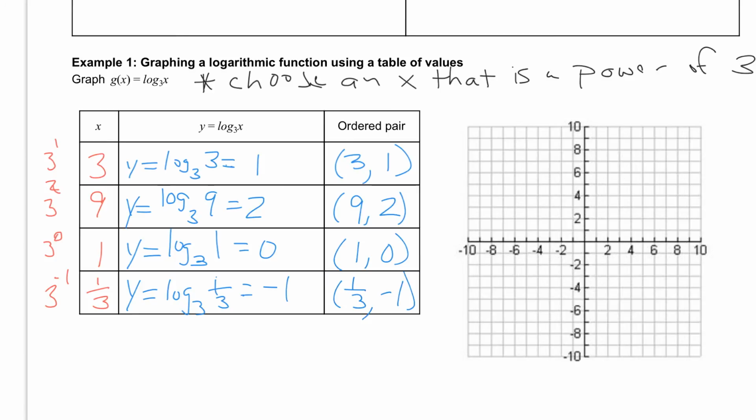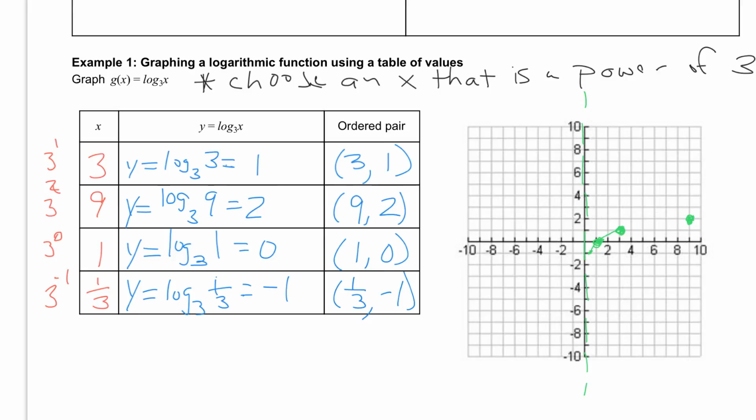Then we're going to go ahead and graph that on our graph to the right, starting with our asymptote. Since we're not shifting anything here, like we said before, that asymptote is going to be at x equals 0. So I'm going to get my dotted line here at x equals 0. And then I'm going to plot my 4 points. I have the point 3, 1, which is right here. The point 9, 2, which is right here. The point 1, 0, which is right here. And then 1/3, negative 1, which is just an approximation here.